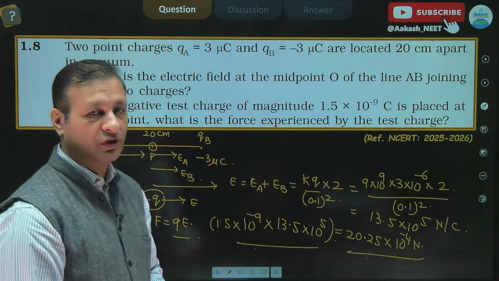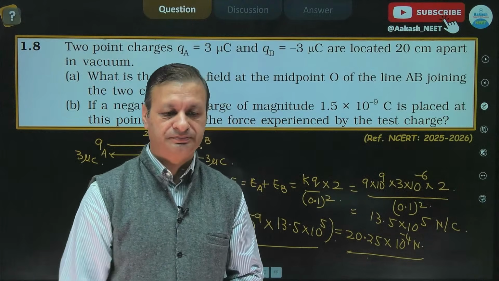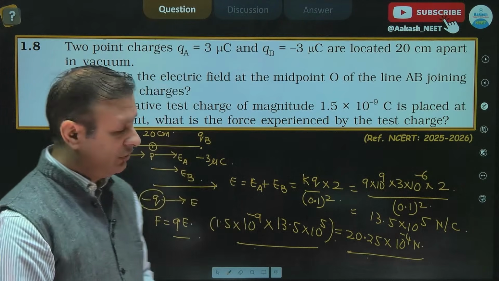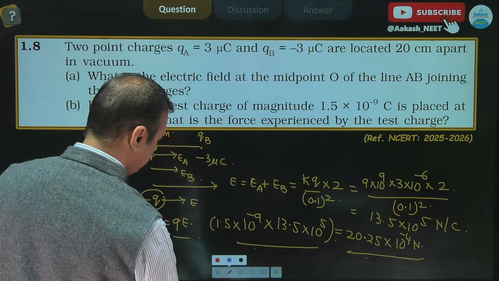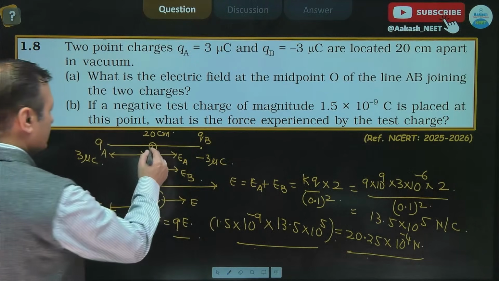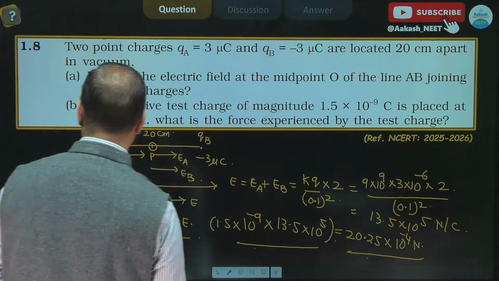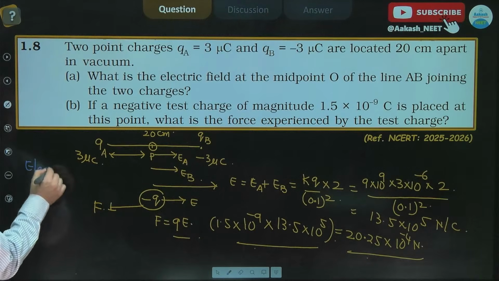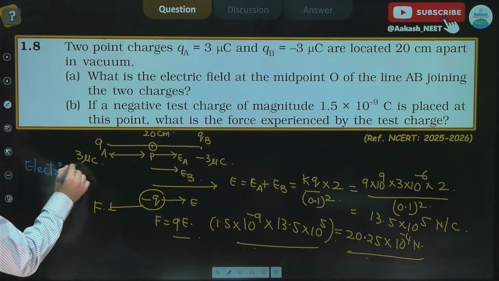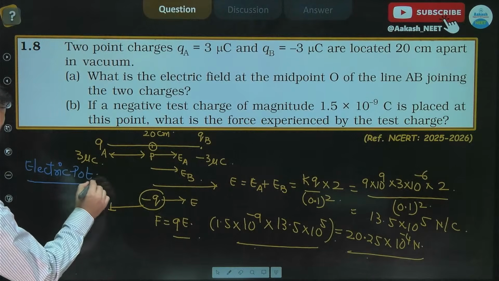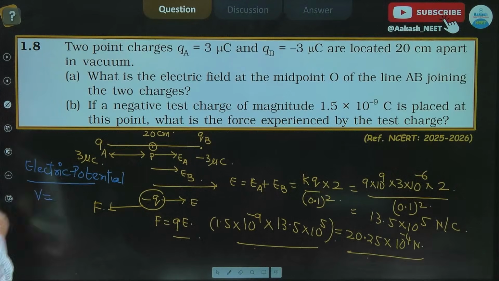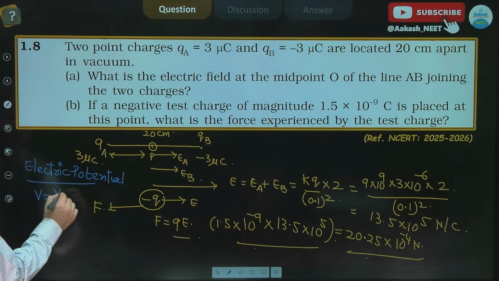So this is for this configuration. Any doubt? Now if I add on one more concept, if I ask you the electric potential at point P, this is to be covered in the next chapter, but because this is a part of today's class, the electric potential is due to charge A plus due to charge B.